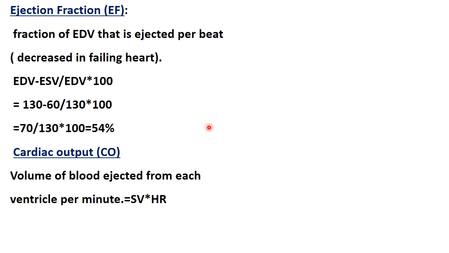Now you come across a term that is called ejection fraction. This is the fraction of the end diastolic volume that is ejected per beat. इतना तो आपको पता चल चुका है ना कि हार्ट में सारा ब्लड एक दफा में खाली नहीं होता स्ट्रोक वॉल्यूम में, बल्कि टोटल वॉल्यूम ऑफ द वेंट्रिकल में से कुछ हिस्सा स्ट्रोक वॉल्यूम बनकर निकल जाता है और बाकी एंड सिस्टोलिक वॉल्यूम बनकर पड़ा रहता है। समझ में आ गई बात?